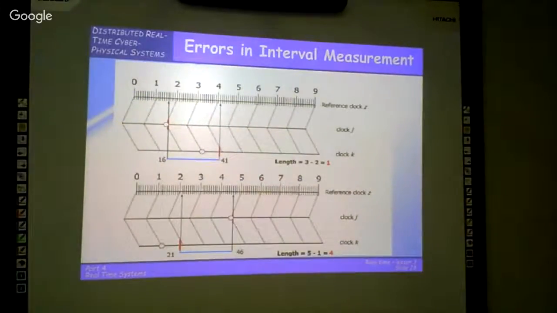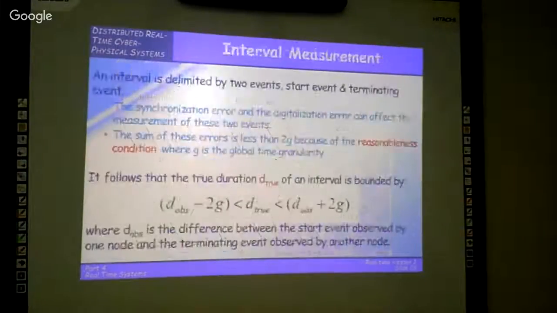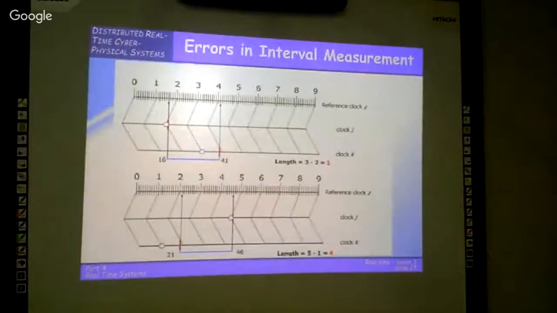Here is the same example as before. The two events were 16 and 41. We have a measured duration of 1. And the real duration would be bounded by 1 minus 2, which is not reasonable, and 1 plus 2, which is 3. Real duration is 25.